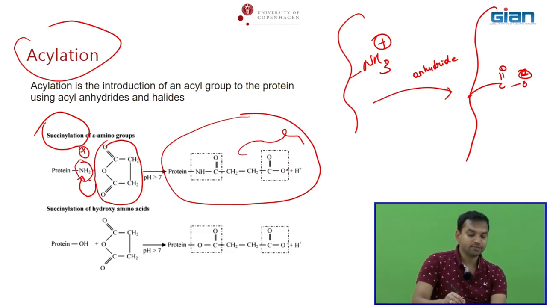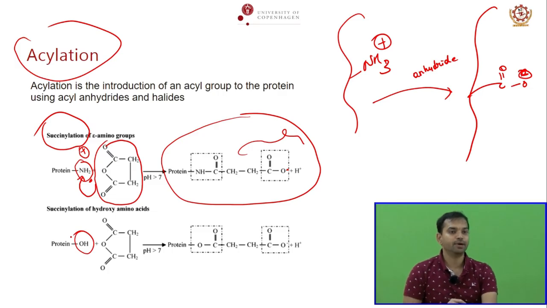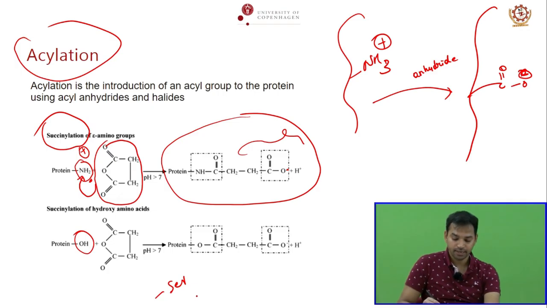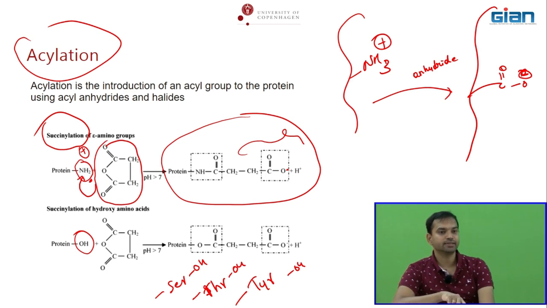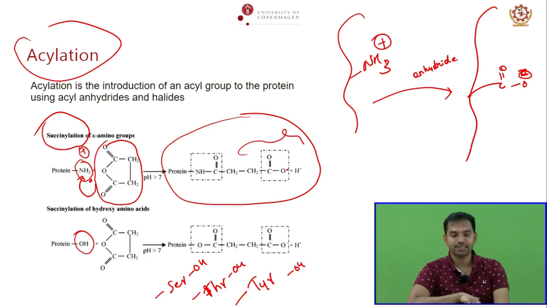So it reacts with lysine. Please note that it can also react with all the hydroxyl-containing amino acids. For example, it can react with serine, it can react with threonine, it can react with tyrosine, because all of them contain an OH group. Okay, so you're not selectively modifying lysine, you're also modifying other amino acids if you do acylation. Am I clear? So basically, a positive becomes negative if it reacts with the amino group.